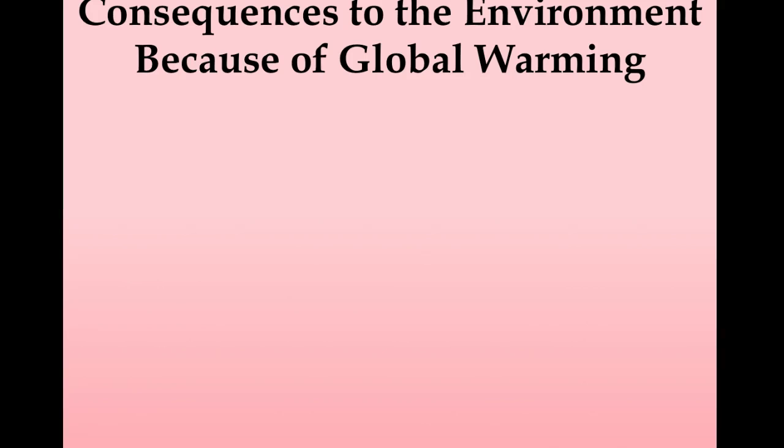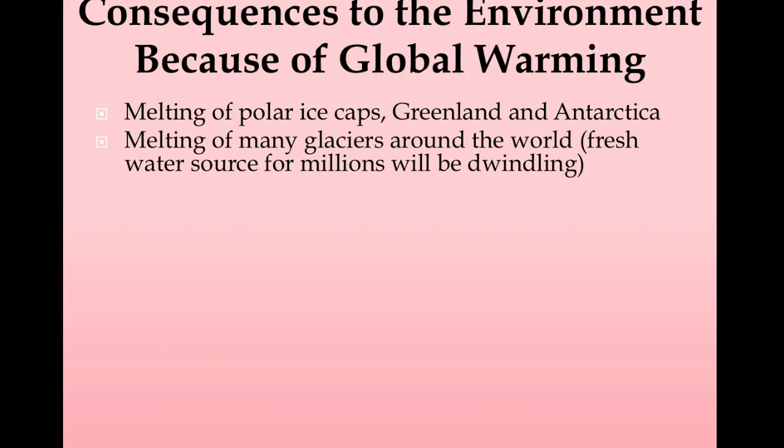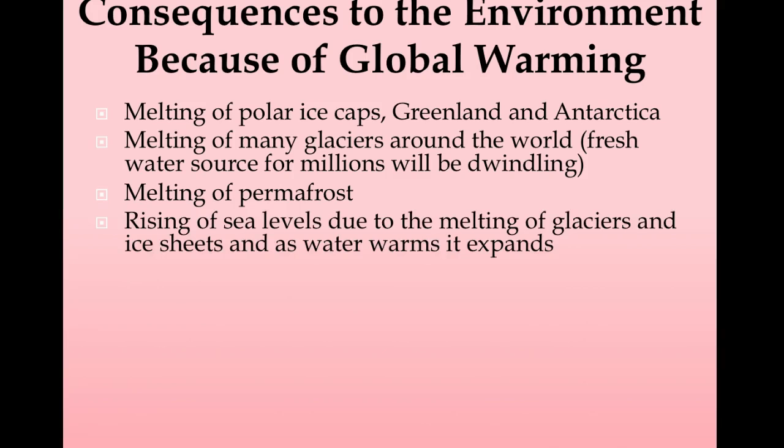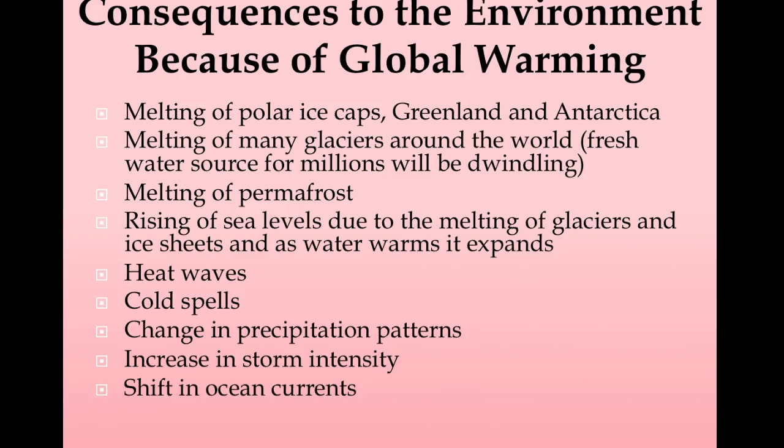All right, a couple of consequences to the environment because of global warming: melting polar ice caps, the melting of glaciers, which could reduce the amount of fresh water for millions of people who rely on glacial water, melting of the permafrost, rising sea levels due to melting glaciers and ice sheets, more extreme heat waves, drier, hotter, cold spells, change in precipitation patterns, increase in storm intensity, and shift in ocean currents. All this leading to changes in food supply.